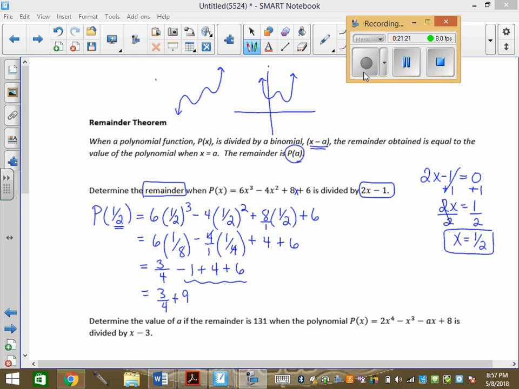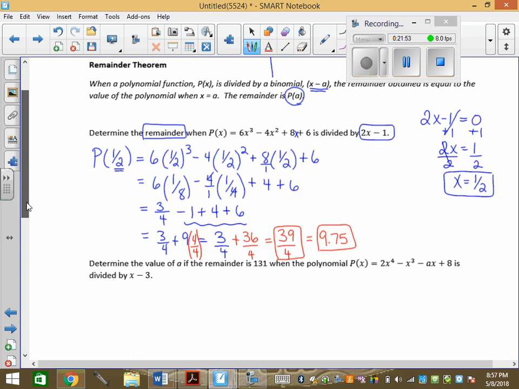So you need to get a common denominator, and so you're going to get 3 over 4. You're going to multiply 9 by 4 over 4. So you're going to get plus 36 over 4, which is actually 39 over 4, which is actually equal to 9.75. So either one would work, depending on what answer they want. So that's how you just get the remainder. The remainder is 9.75 or 39 over 4.